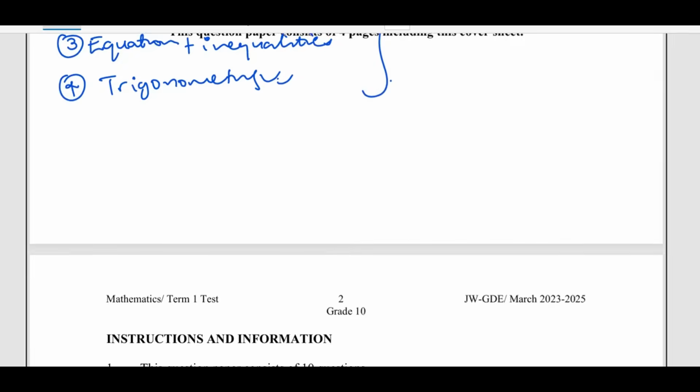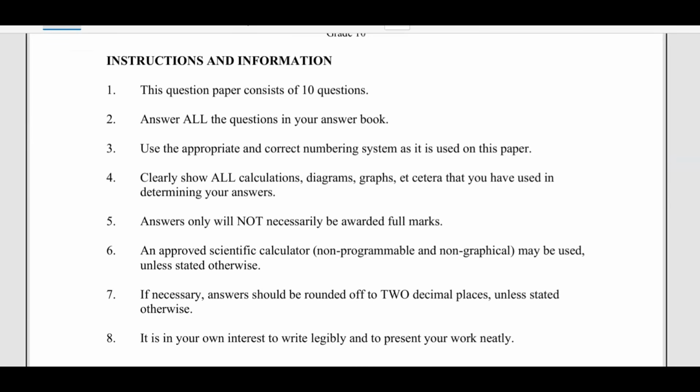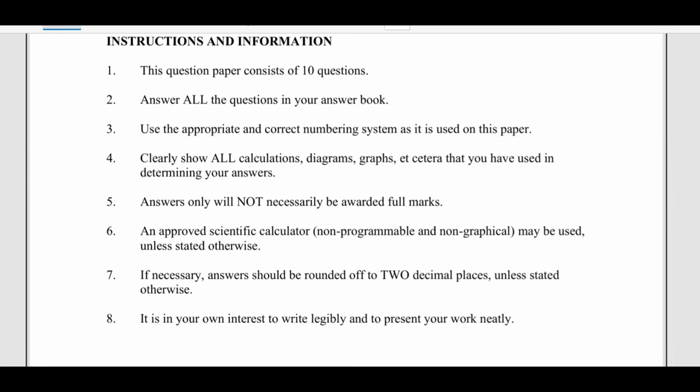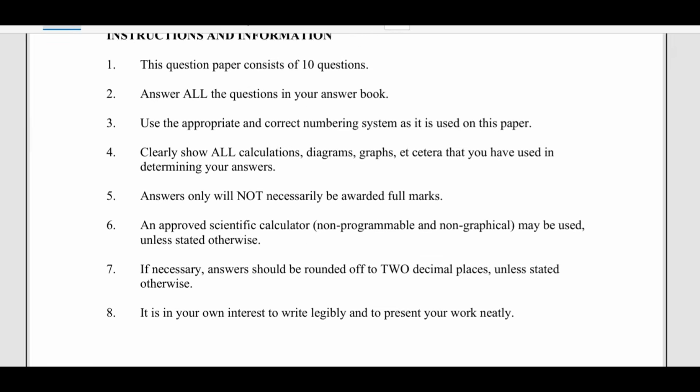With the instructions, we have 10 questions that we're going to answer. Just please follow through with me. I'll try to be as brief as I can, and I'll try to be as detailed as possible for at least everyone to understand. Normal instructions as per the question paper. Let's just revise through them so that we can be sure.